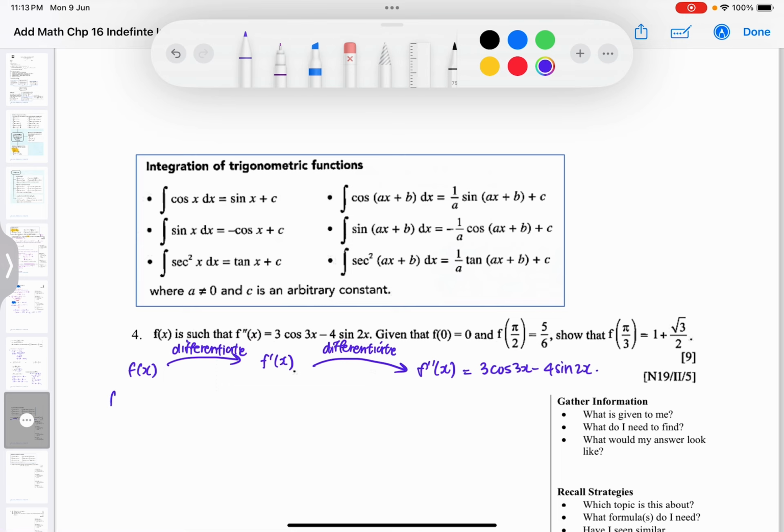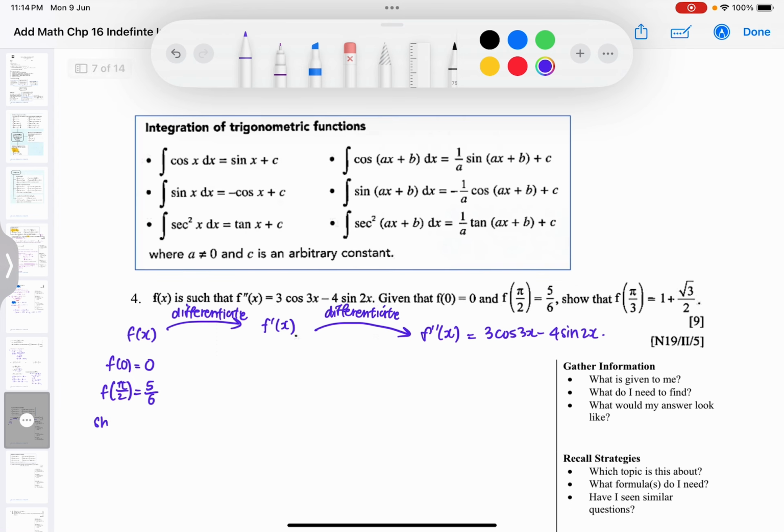I'm given that f of 0 is 0. I'm also given that when I sub in x to be pi over 2, my function will return me 5 over 6. Now I'm asked to show that when x equals pi over 3, f of x is given by 1 plus root 3 over 2. Okay, it's a 9-mark question.